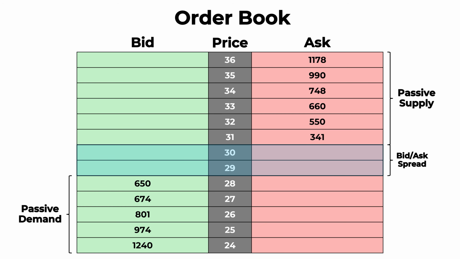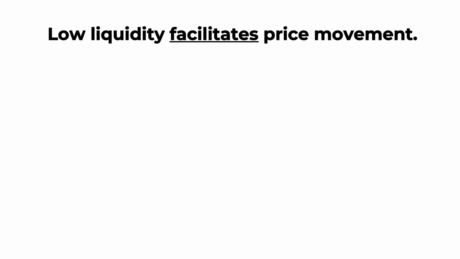For price to go up, buyers have to aggressively consume the passive liquidity in the ask column, recalling that market orders always match with limit orders. The same with sellers. For price to go down, sellers have to aggressively consume the passive liquidity in the bid column. The lower the available liquidity in each price level, the easier it is for price to consume that level and move on to the next. In other words, low liquidity facilitates price movement.